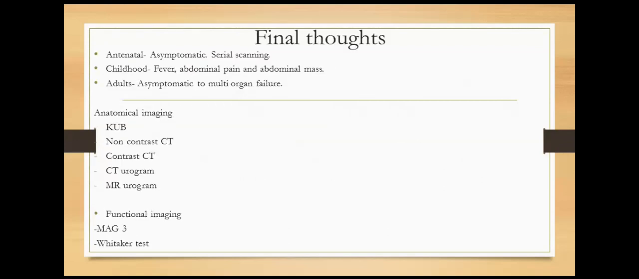Final thoughts as I round up the talk. You saw the slide before. This is more basic science, but I wanted to link it to clinical. As I've said, antenatal, childhood and adult patients tend to present differently. Essentially, in the antenatal to childhood picture, usually the commonest cause will be a PUJ obstruction, which could be dynamic or mechanical in the form of a crossing vessel.